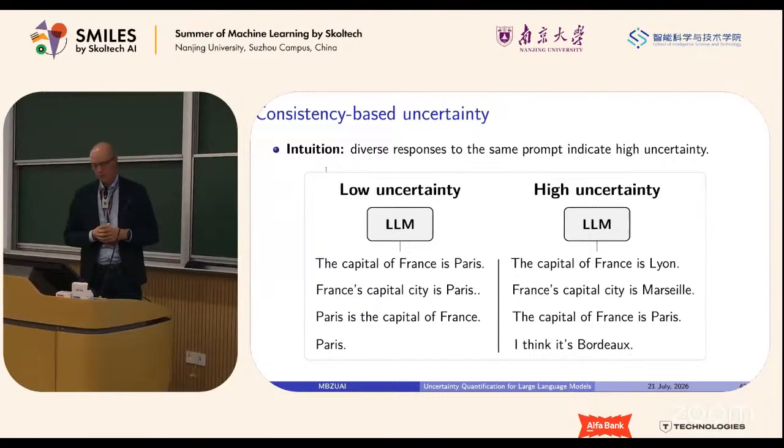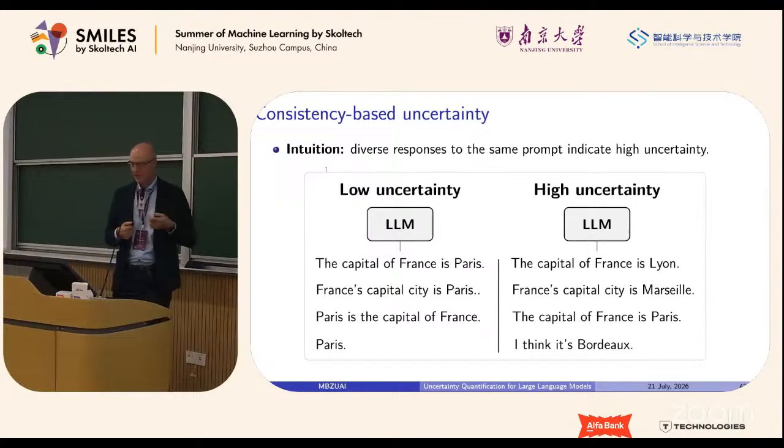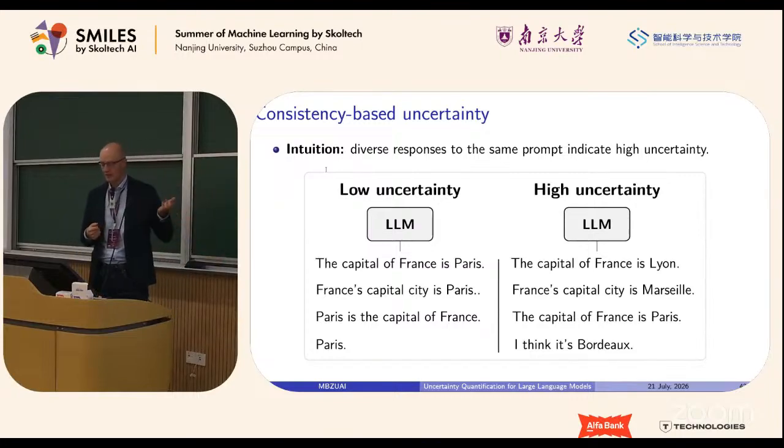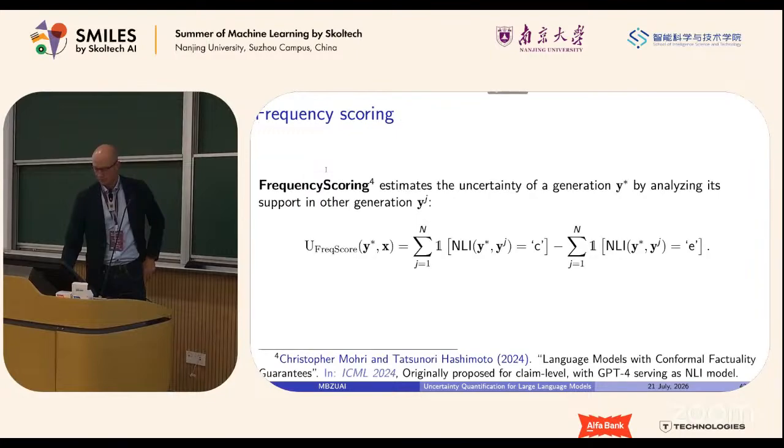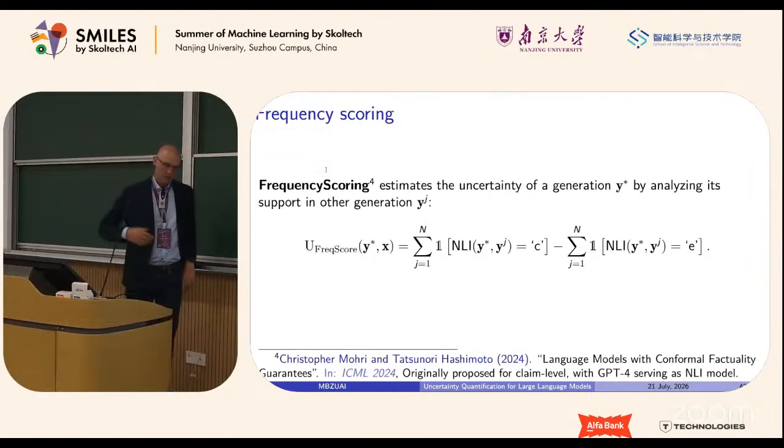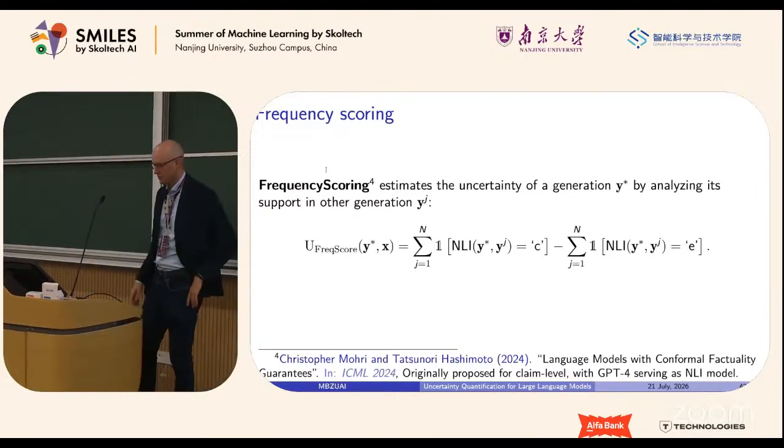So when the model is confident, when we have low uncertainty, the answer will usually be the same: Paris is the capital of France. When we have high uncertainty, the model starts changing its mind. Very simple approach. And one of the very simple techniques, but actually a pretty good baseline, is frequency scoring.